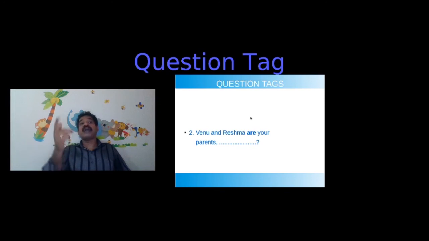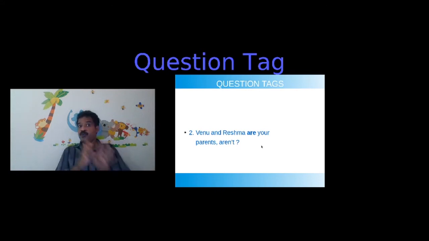And then you have your tag. So what is the tag you have to use? Our sentence is positive. So the tag should be negative. So first thing is you have to repeat the auxiliary. So we repeat the primary verb, which is that are. Then we make that into negative. Why? Because our sentence is positive. So it becomes aren't, and you have to use the pronoun.